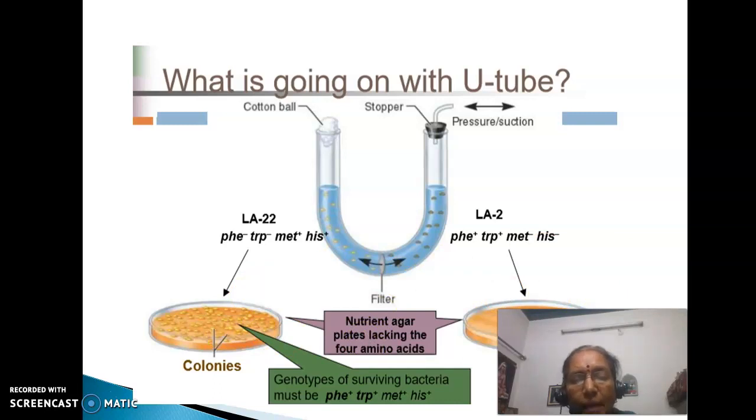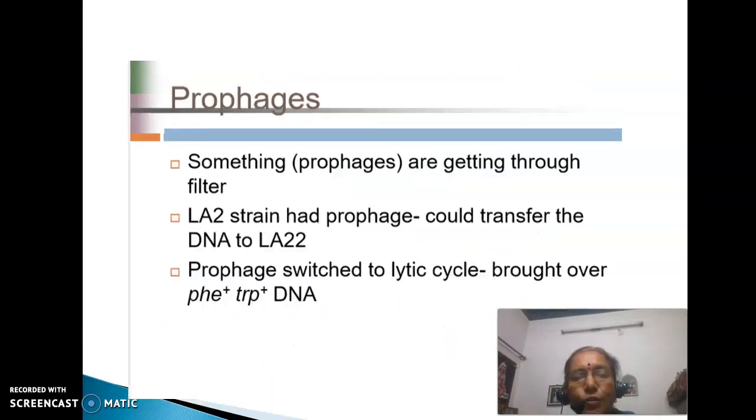What is happening during this is that the LA2 strain is a prophage. What do I mean by prophage? Just now I have explained. A prophage is a bacterial cell which has the viral DNA in it.